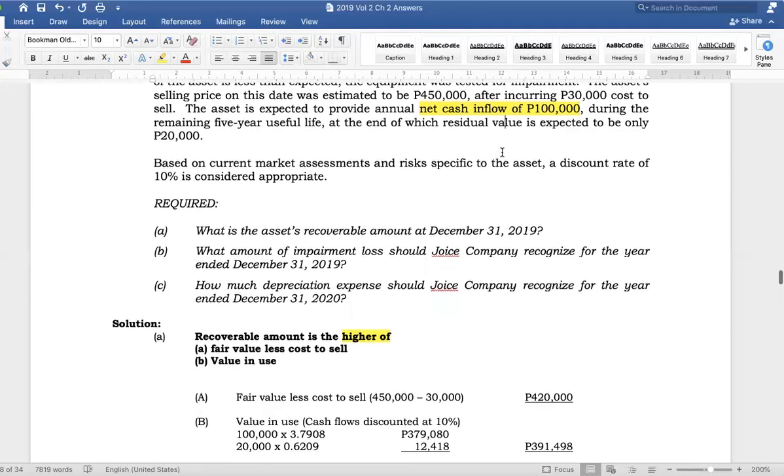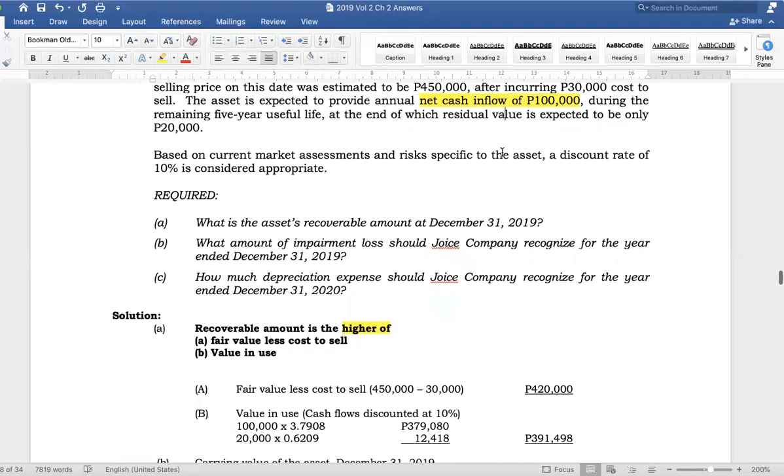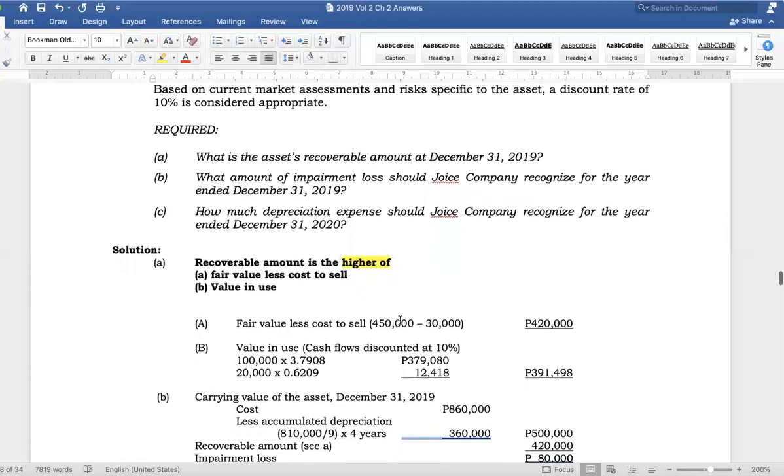And because the residual value is expected to be received only once, then you are to use the simple present value factor. So that is 100,000 times 3.7908. So we have 379,080. This is the present value of the annual cash inflow. Whereas the present value of the residual value is 12,418. Hence, the value in use is 391,498. Because this one is higher, then we will take this as our recoverable amount.